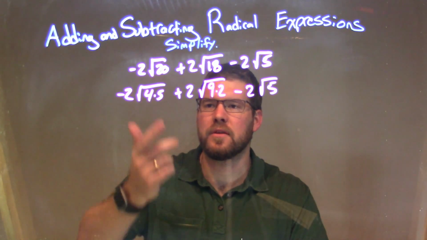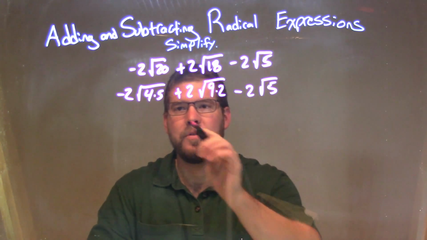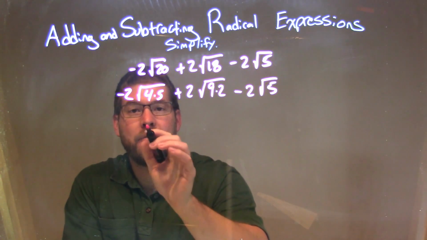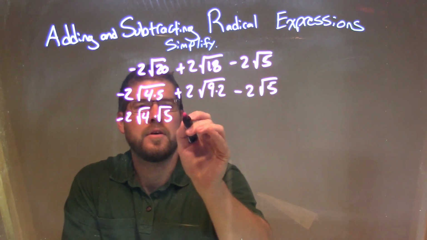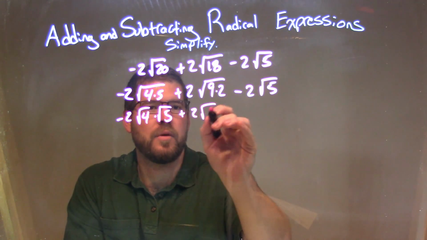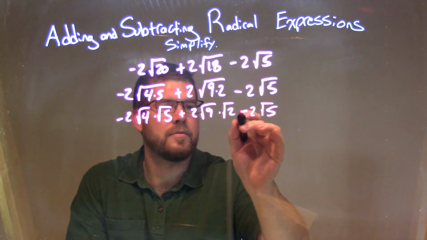Each one of these square roots that's multiplied inside, the 4 times 5, I can break it apart to have the square root of each one individually and multiply them afterwards. So we have minus 2 times the square root of 4 times the square root of 5, plus 2, same thing here, square root of 9 times the square root of 2, minus 2 times the square root of 5.